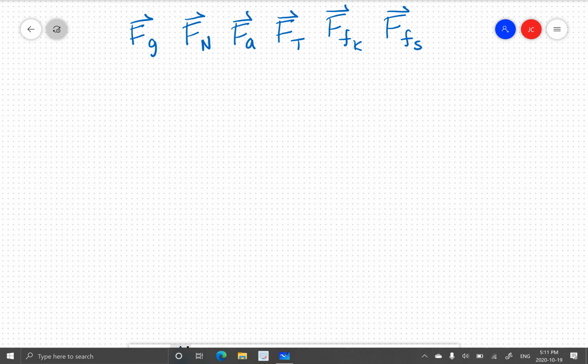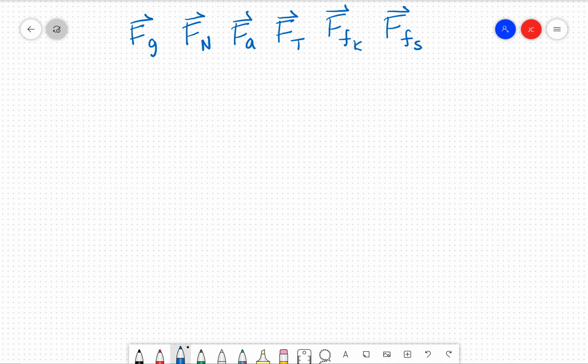So the core of a free body diagram is really quite simple. It's literally just a box that represents the object that you are diagramming, and then it is arrows that represent the forces. And sometimes you'll be dealing with multiple free body diagrams for different objects, but we're just going to deal with one for now.